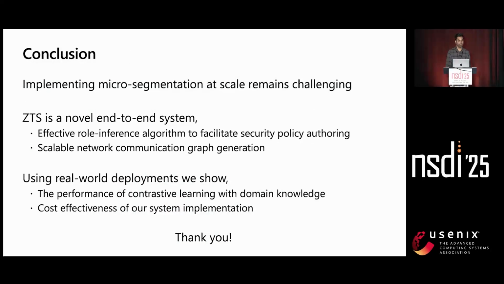So in conclusion, today we discussed why micro-segmentation at scale is a challenging problem. We also introduced ZTS, a novel end-to-end system that incorporates effective role inference for scalable automatic micro-segmentation and also a scalable graph generation system. Using data from real-world deployments, we show the performance of contrastive learning with domain knowledge and also the cost effectiveness of our system implementation.